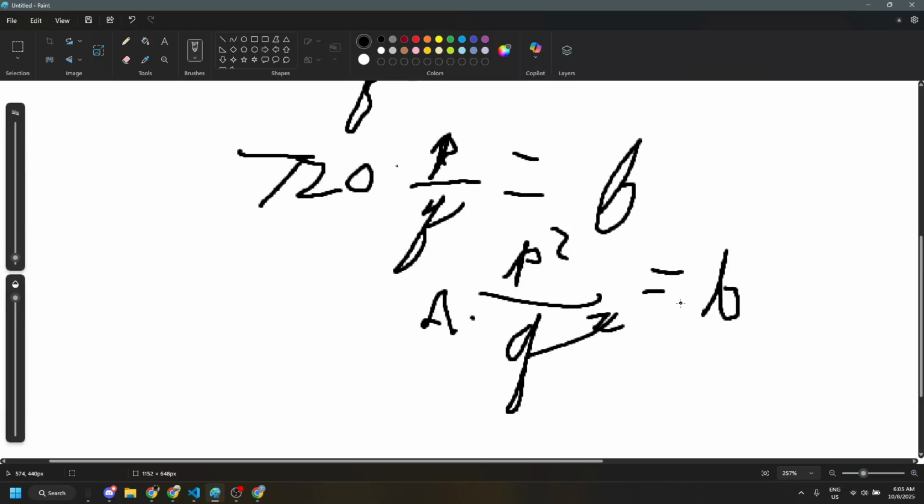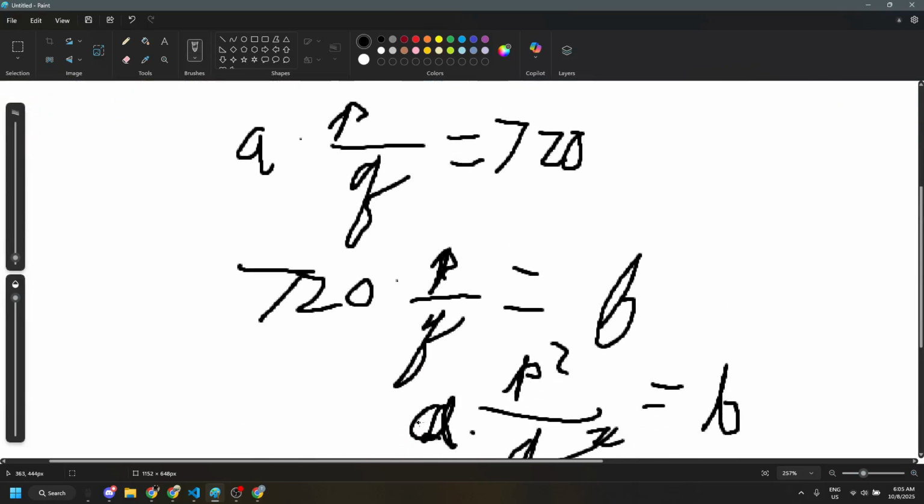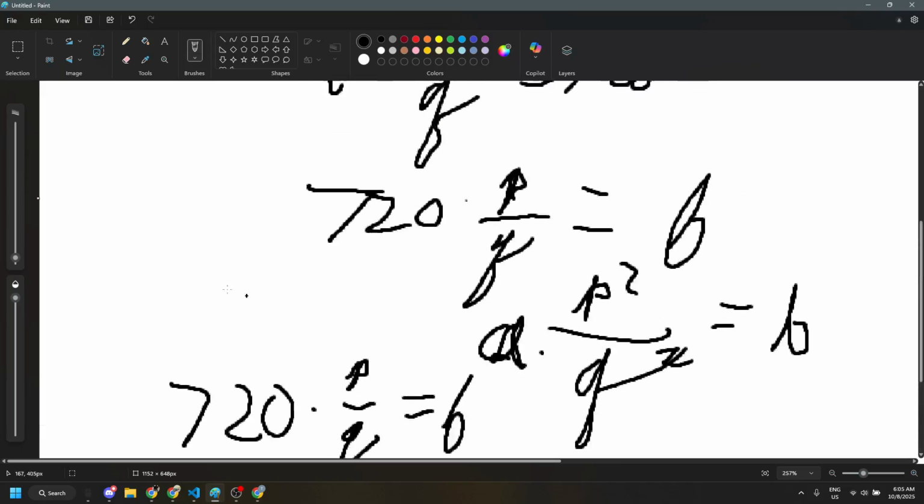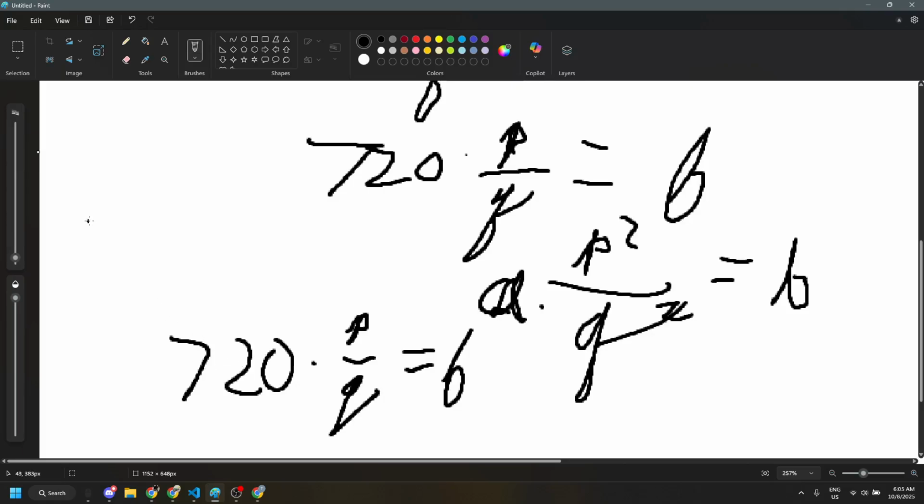Oh, sorry guys. Sorry. How do we find the smallest version of B, given A? Maybe we should work with this. I think this is the best thing to work with so far. 720 times P over Q is equal to B. So B is an integer, so Q must be some combination of the factors of 720.